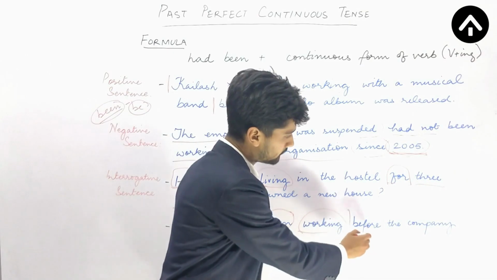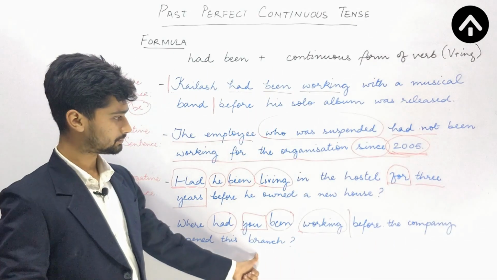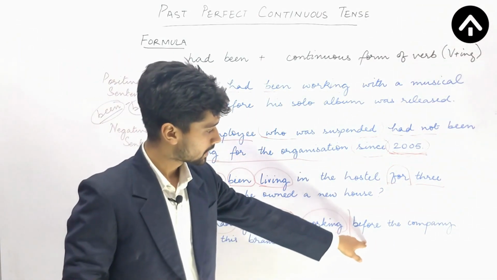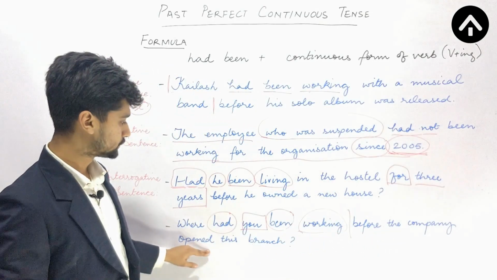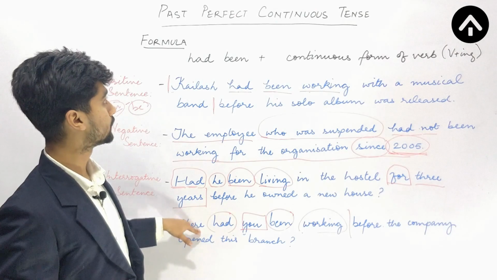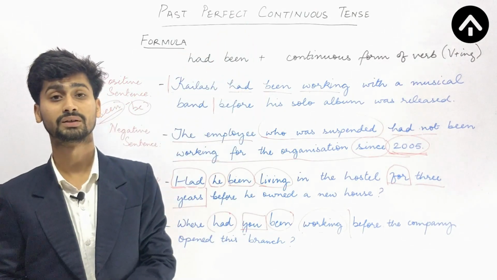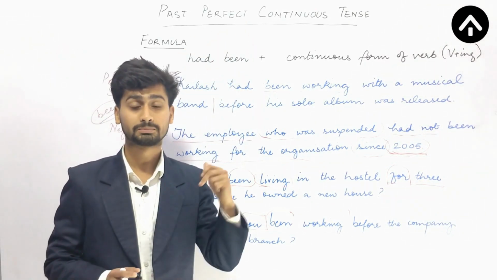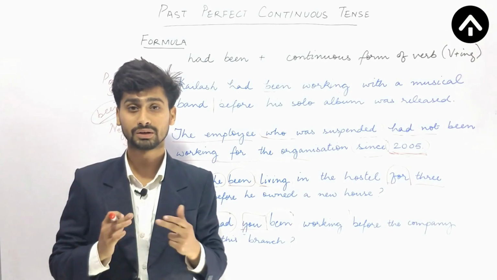Second clause, before the company opened this branch. So here, this action also took place in past, but the first clause is of past perfect continuous tense. I'm sure that this past perfect continuous tense is now clear to you.